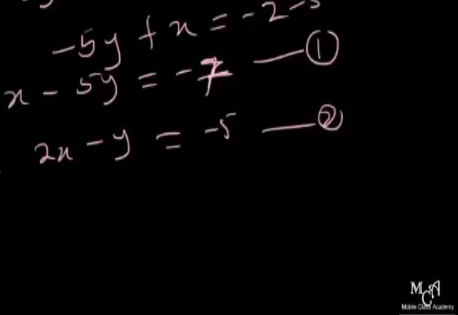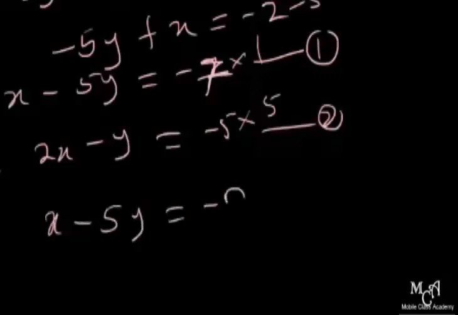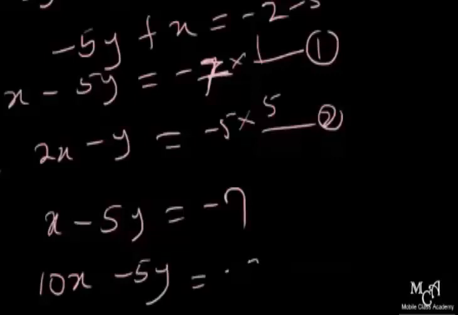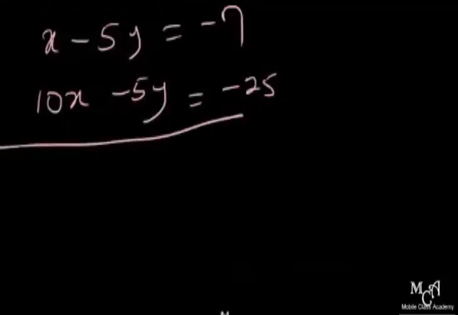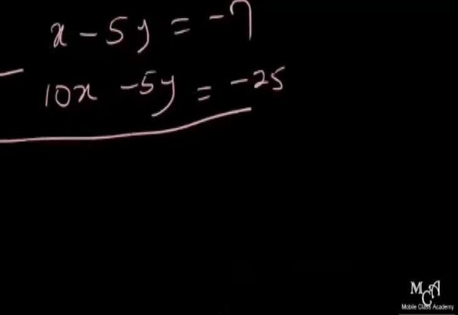So from here, we can now go forward and use the elimination method to solve this question. If I want to use elimination, this will be times 1 and this will be times 5. So the whole of equation 1 still remains the same. If we multiply by 1, we have x minus 5y equal to minus 7. And then equation 2 becomes 5 times 2x gives me 10x. 5 times minus y gives me minus 5y. 5 times minus 5 gives me minus 25. So you can see that they are having the same sign. Because they are having the same sign, I'm going to subtract.